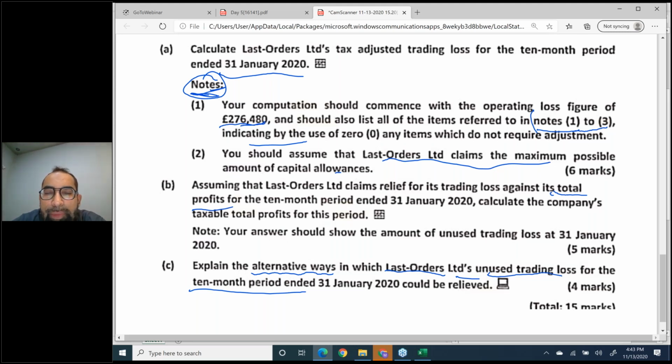As your accounting period is only 10 months, but their accounting period is 12 months.